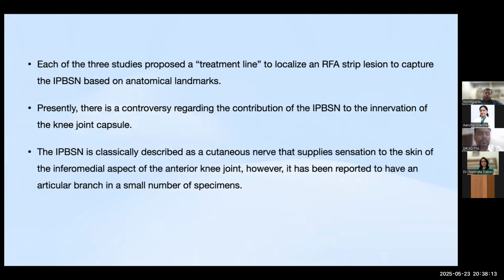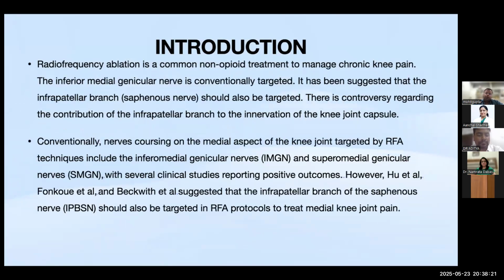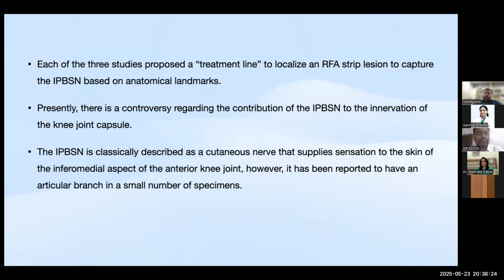In each of the three studies, they proposed a treatment line, which was called the Hugh line, in favor of Hugh et al., for an RFA strip lesion to capture the infrapatellar branch of the saphenous nerve based on anatomic landmarks. Presently, there is controversy regarding the contribution of the infrapatellar branch of the saphenous nerve to the innervation of the knee joint capsule. The infrapatellar branch is classically described as a cutaneous nerve that supplies sensation to the skin of the inferomedial aspect of the knee joint. However, it has been reported to have an articular branch.